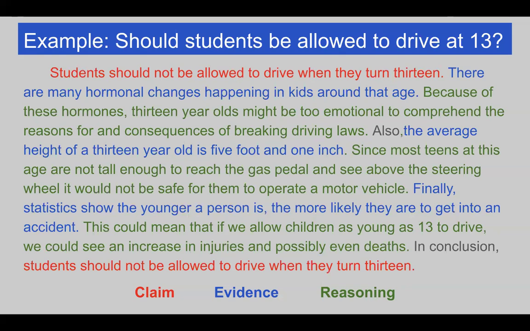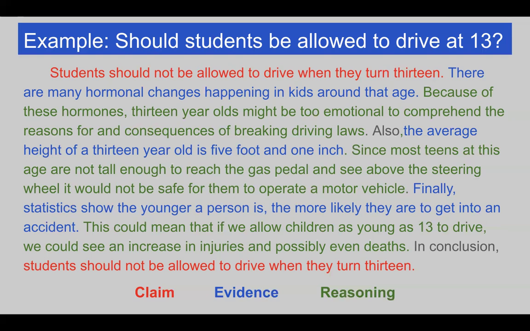Students should not be allowed to drive when they turn 13. There are many hormonal changes happening to kids around that age. Because of these hormones, 13-year-olds might be too emotional to comprehend the reasons for and consequences of breaking driving laws. Also, the average height of a 13-year-old is 5 foot 1 inch. Since most teens at this age are not tall enough to reach the gas pedal and see above the steering wheel, it would not be safe for them to operate a motor vehicle.